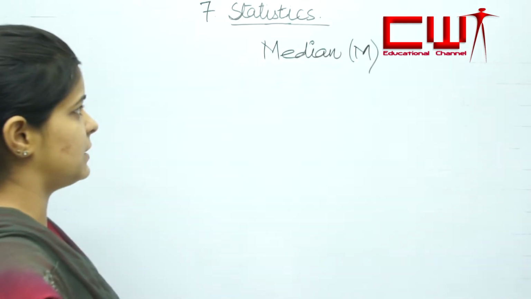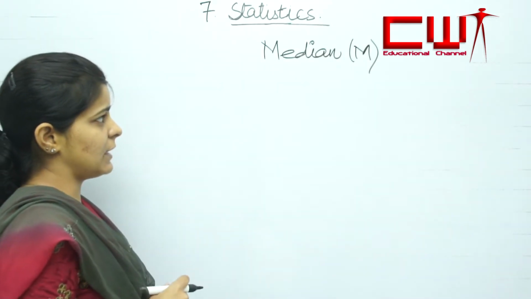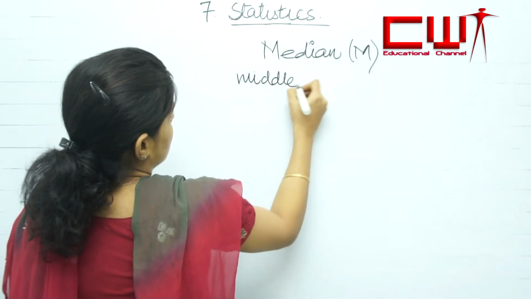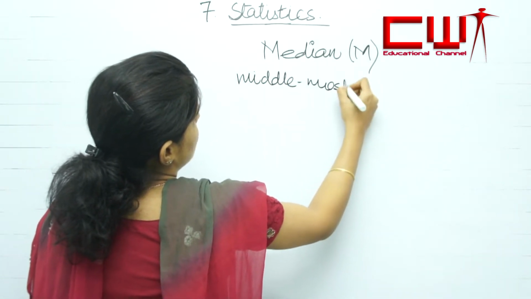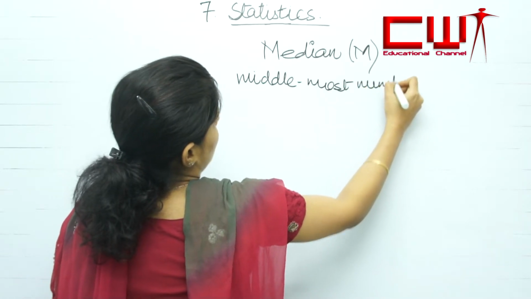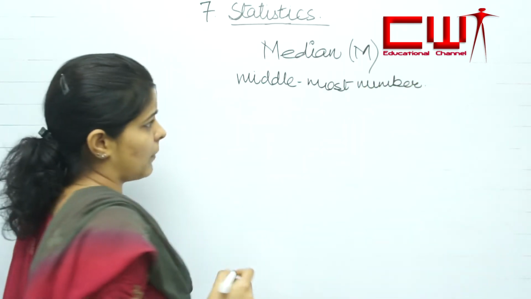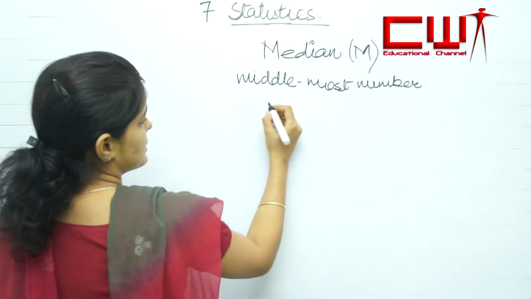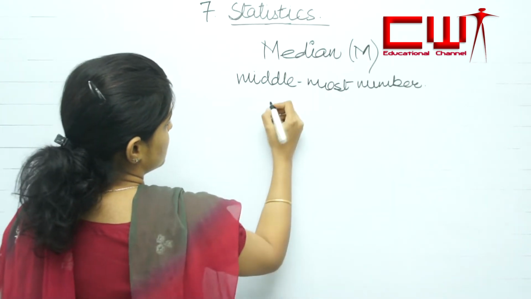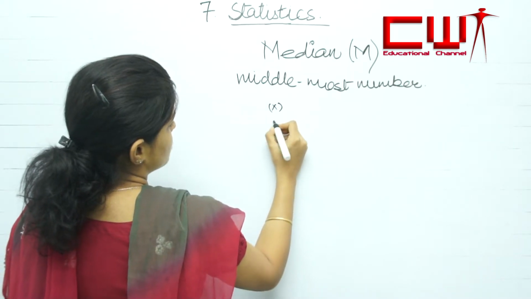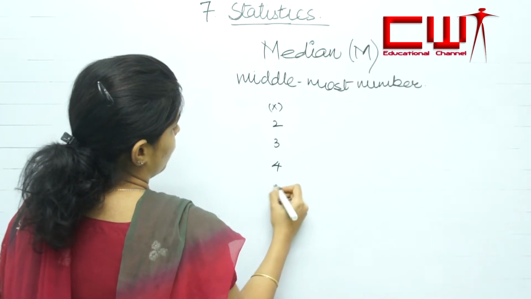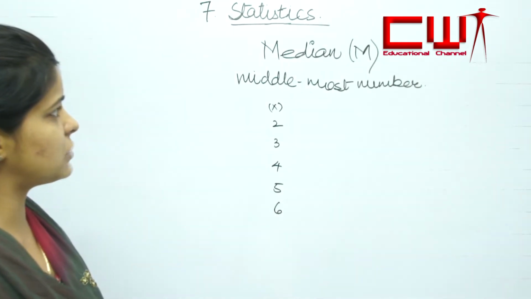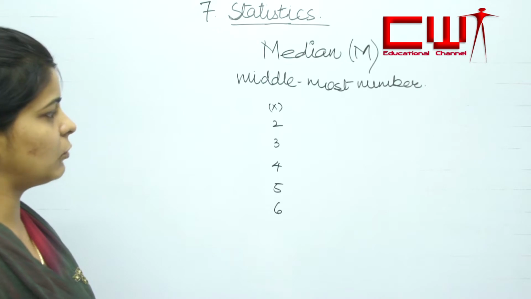Capital M is median. Median is the middlemost number. Middlemost number is the median of your number of observations. Suppose you have been given a few observations as 2, 3, 4, 5, 6. Right? These are a few observations which are given to you. Now you have to find out the middlemost number.